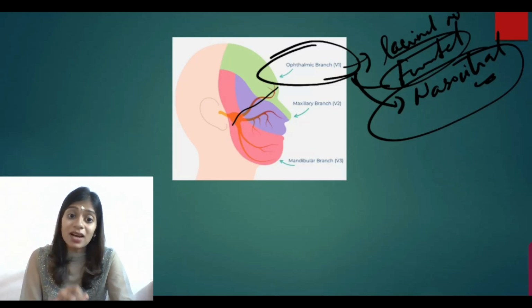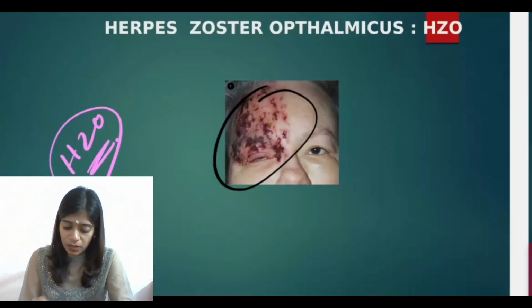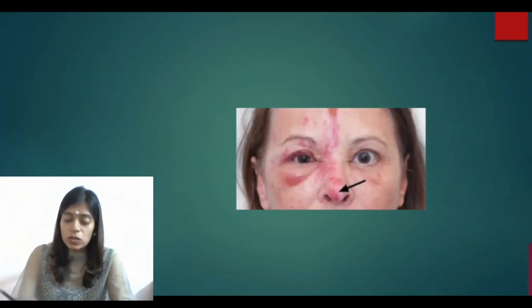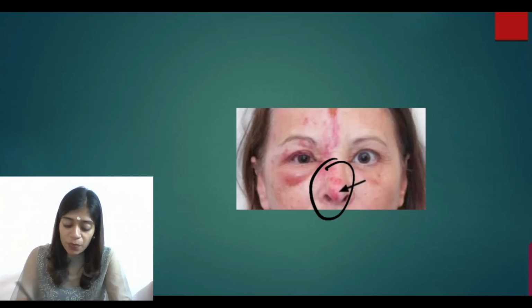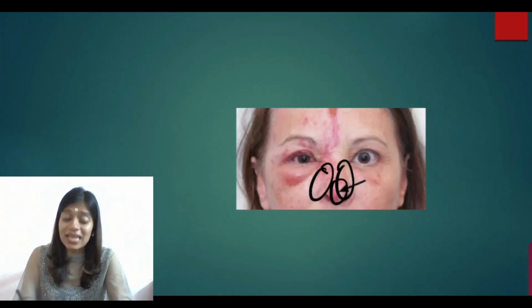This is what we call Hutchinson sign. Okay, do I have a picture? Look here. So if the nasociliary nerve is involved, the patient is going to have lesions over the tip of the nose, side of the nose, and that is called Hutchinson's sign.